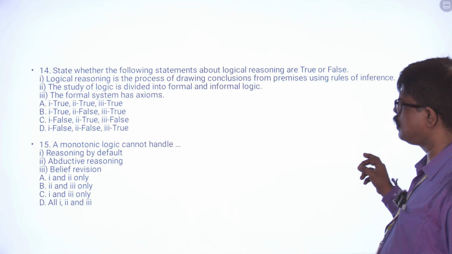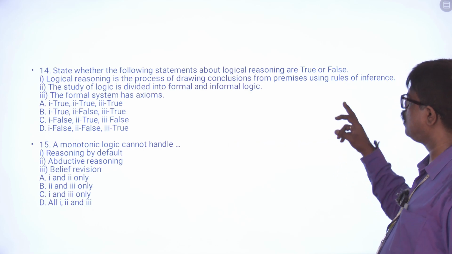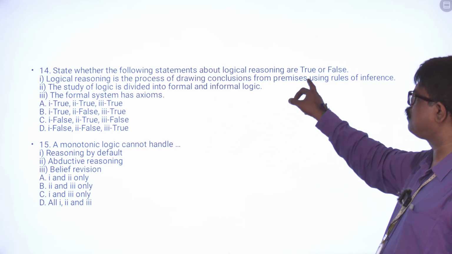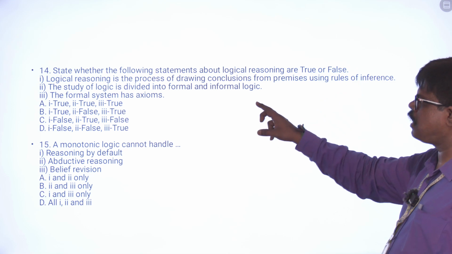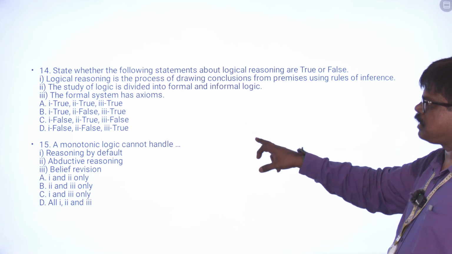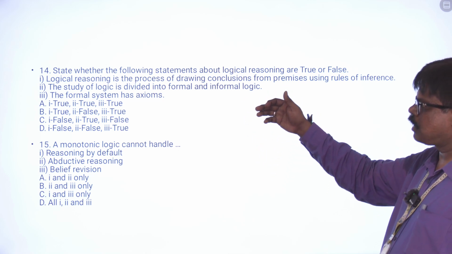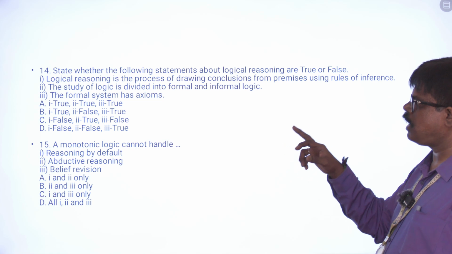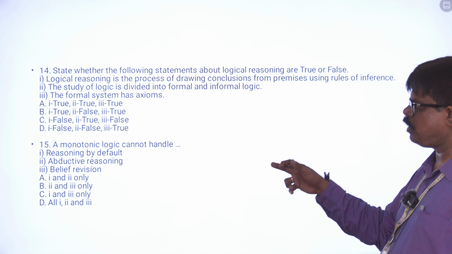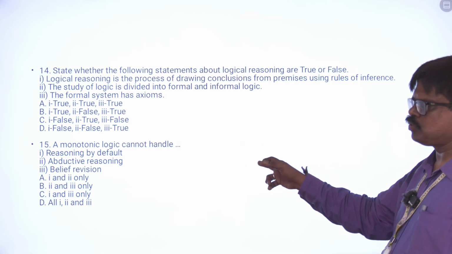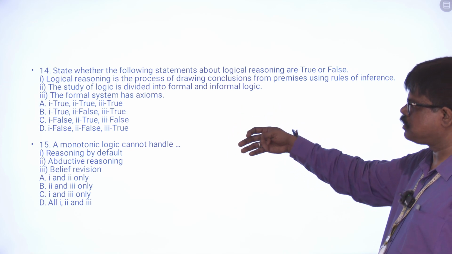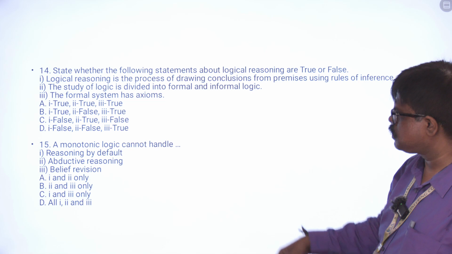Next one is state whether the following statements about logical reasoning are true or false. Logical reasoning is the process of drawing conclusions from premises using rules of inference. The study of logic is divided into formal and informal logic, and formal systems are axioms. The options given are A, B, C, D. A is true, true, true; B is true, false, true; C is false, true, false; and D is false, false, true. The solution for this one is the first one, true, true, true.